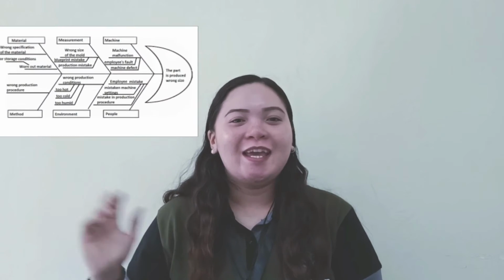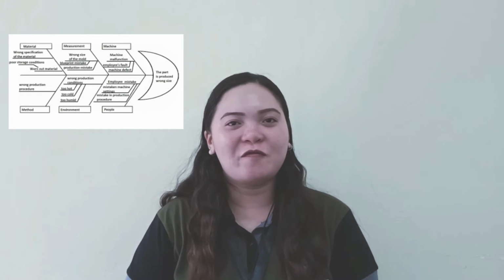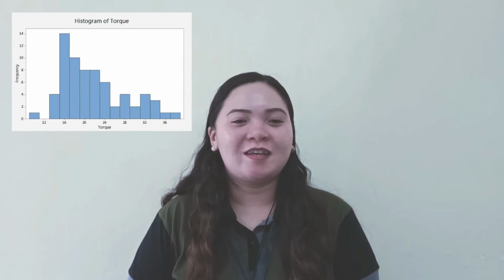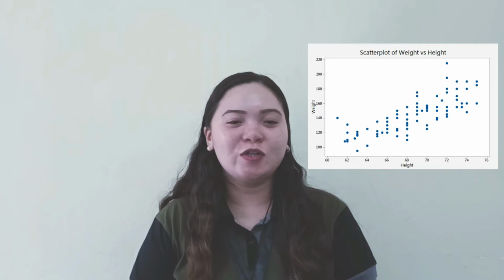In Minitab, there are basic quality tools that you can keep. First is the fishbone diagram. It helps you brainstorm potential causes of a problem and see a relationship among potential causes. Second, control chart. It is used to monitor the stability of processes. Third, histogram. It is used to evaluate the shape and central tendency of your data. Fourth, scatter plot. It is used to illustrate the relationship between two variables by plotting one against the other, and many more.